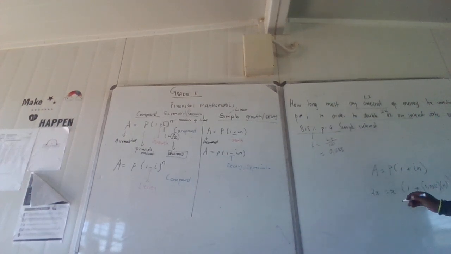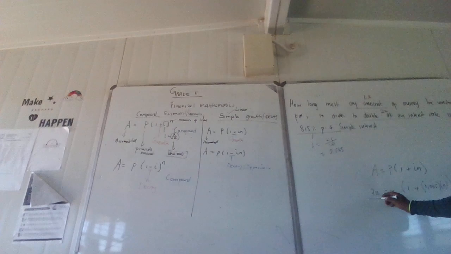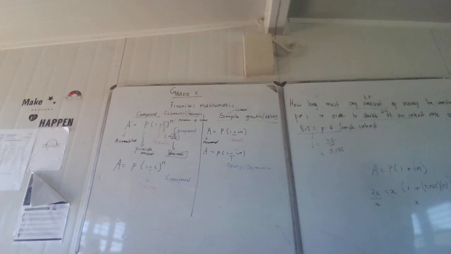Now the first thing that you must do, we are using algebra now, we're dividing by x on both sides. Once you get rid of this x, we can make n the subject of the formula. So x will divide x, and this will just be 2. And you're left with 1 plus 0.085 multiplied by n.